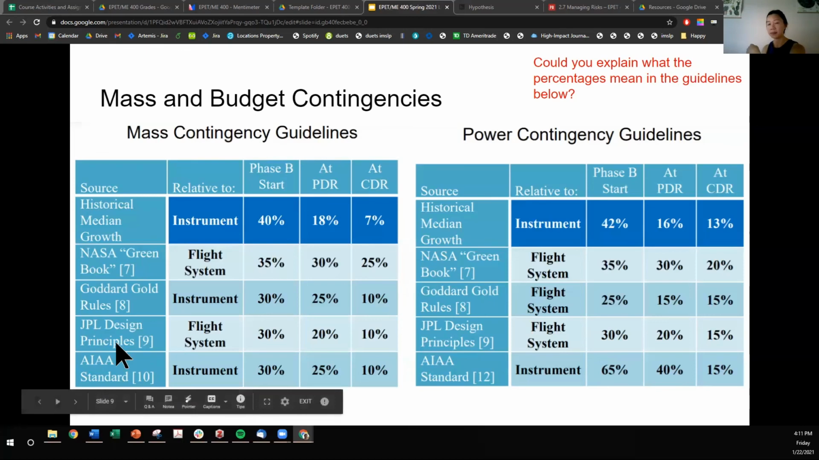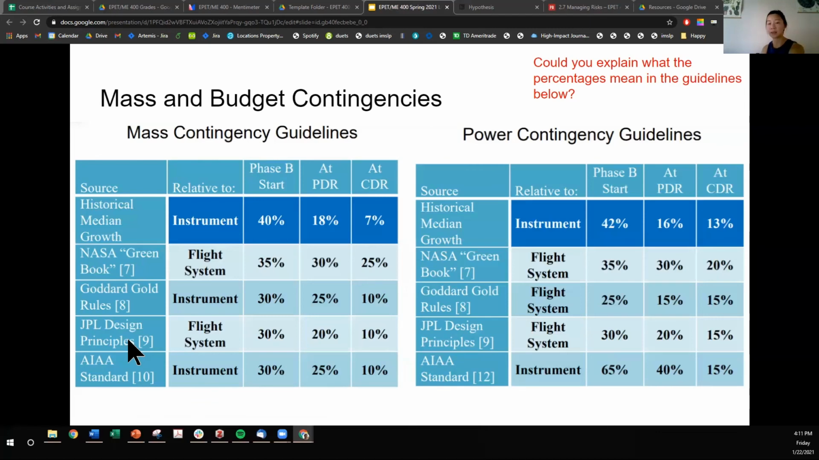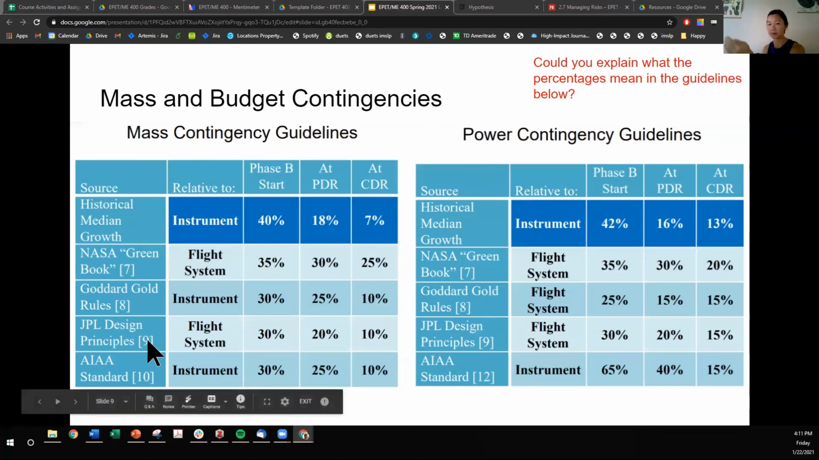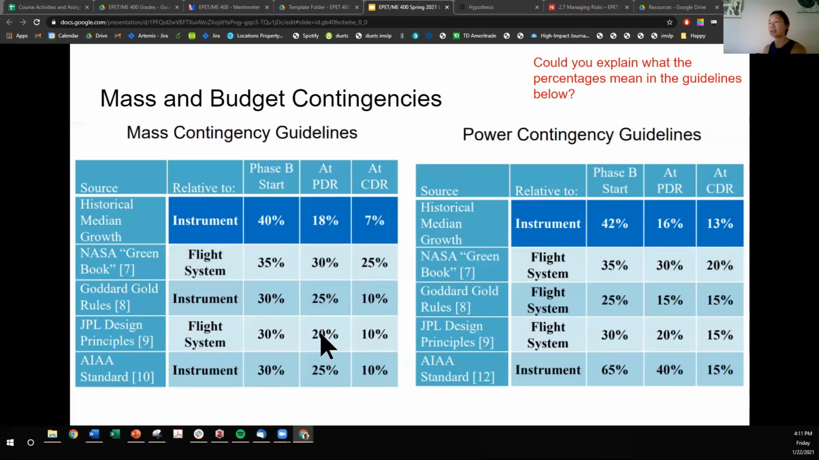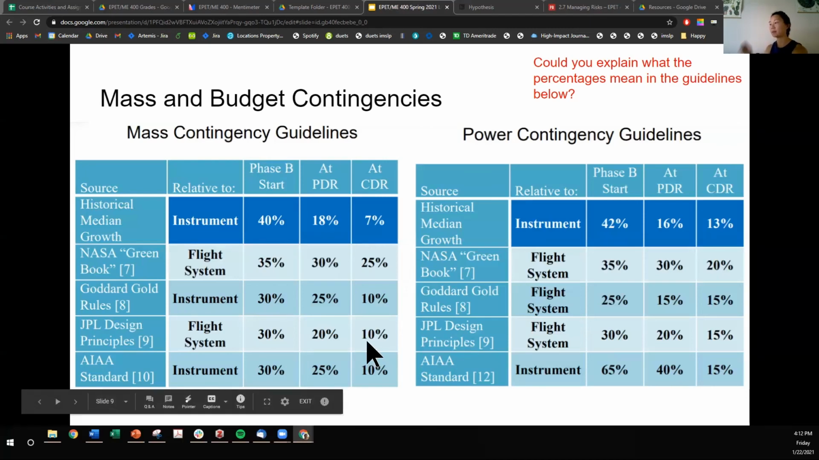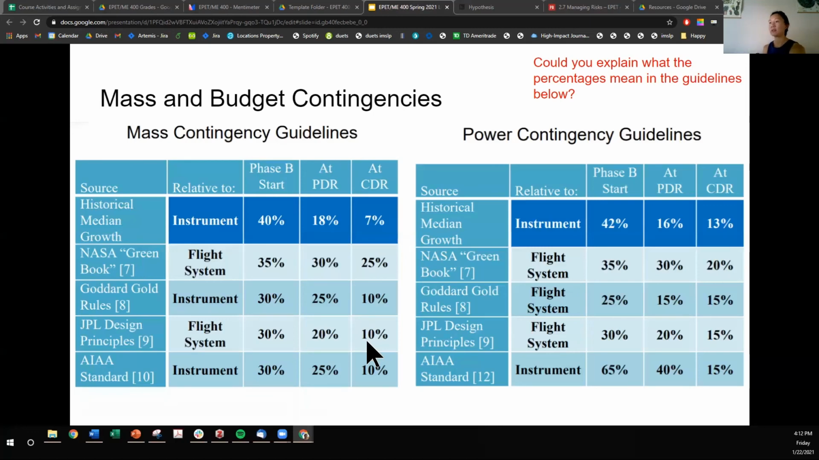If you look at the JPL design principles, they suggest that you reserve 30% of the total flight system at the start of phase B, which is concept formulation. And then as you refine your design, you have less of that reserve that you need to keep around. So you can use 10% of the reserve while you're refining the design. And that iteration and that chipping away at the mass continues until you converge on a final design.